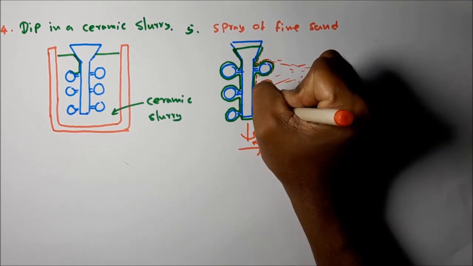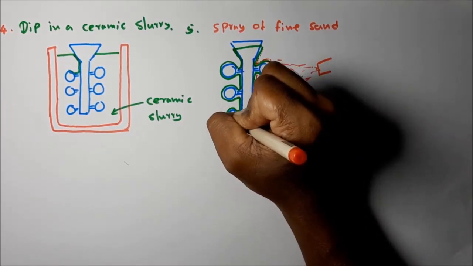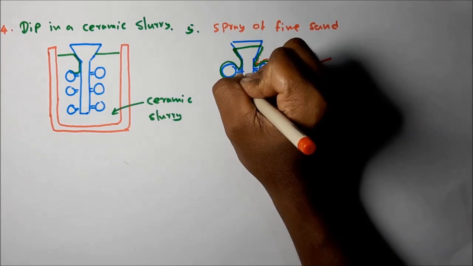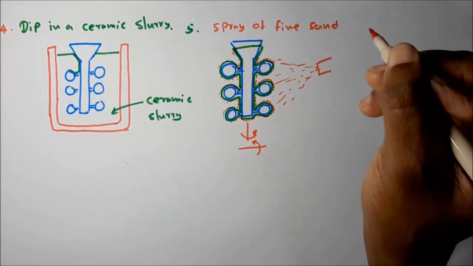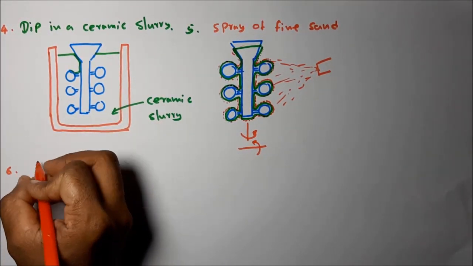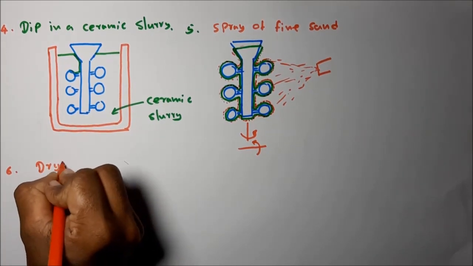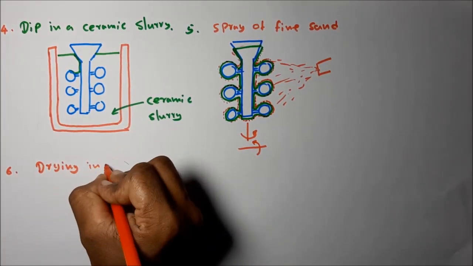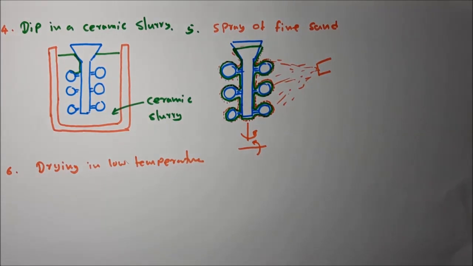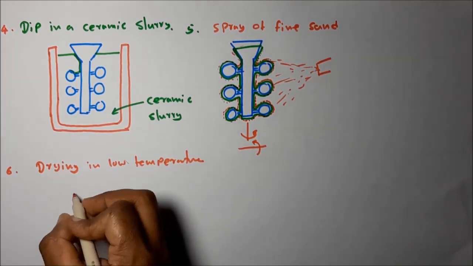Then this mold is allowed to dry. Step 6: drying at low temperature. Normally they allow it to dry at less than 100 degrees centigrade.